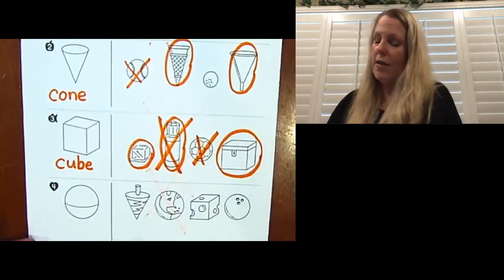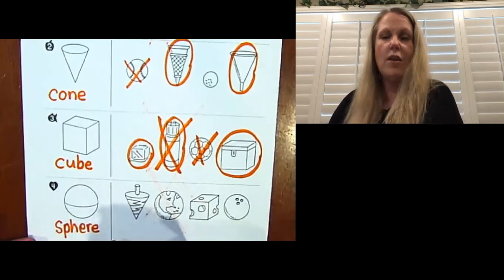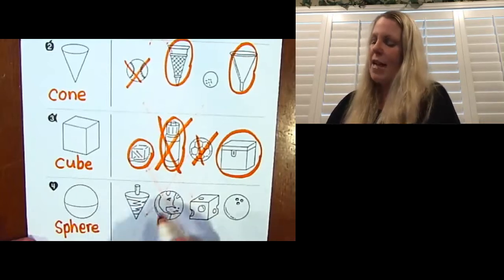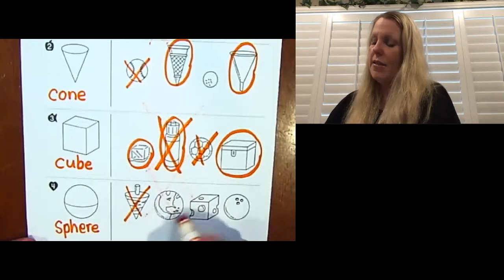Let's look at the last one, and the last one is a sphere, S-P-H-E-R-E. And sphere is a little hard to say. It sounds like spear, but it's sphere. So almost like the word fear, sphere. Okay, let's look at this. This is a top. Nope, that's a cone. Let's look at this. It's a globe. Yes, that is a sphere. A chunk of cheese. Nope, that's a cube. And a bowling ball. That's a sphere.